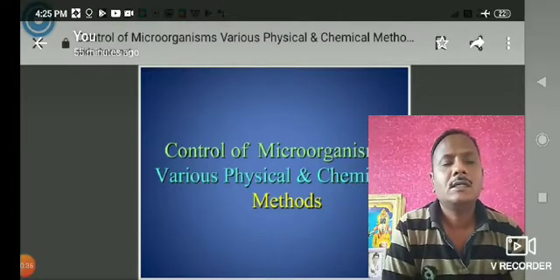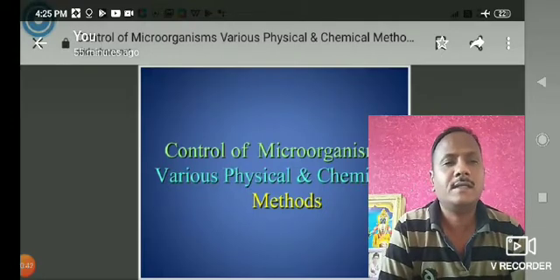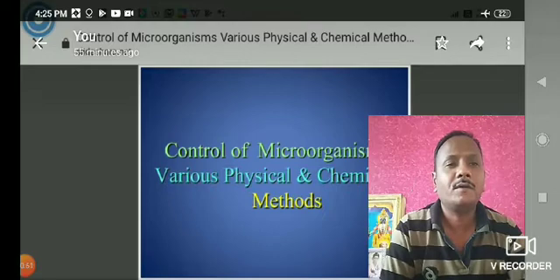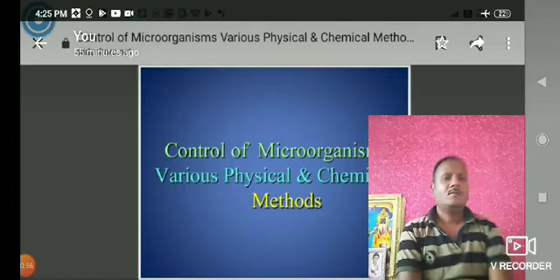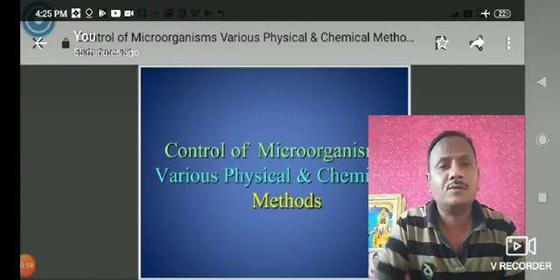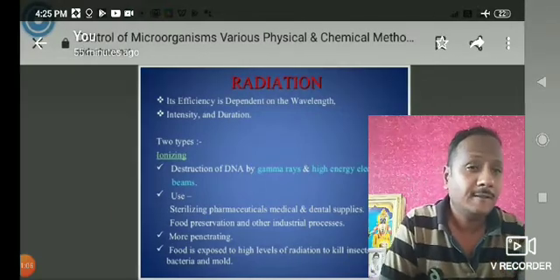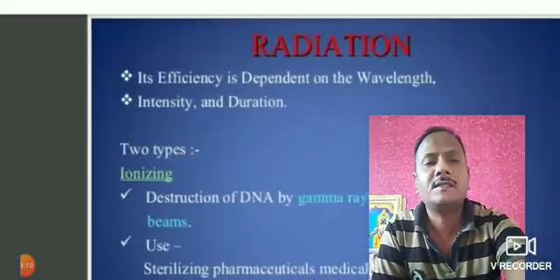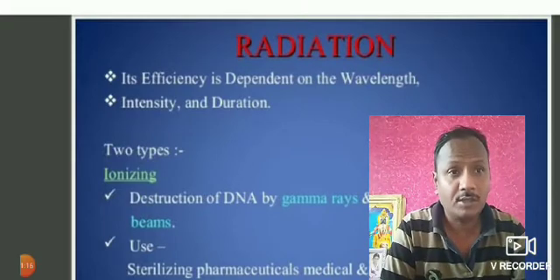So in this point we'll see how physical agents and chemical agents are used to control microorganisms, a number of methods, a number of techniques, physical and chemical agents used to control the microorganisms. The first physical agent under this control of microorganisms is radiation. A number of radiations are used to control the air microorganisms.